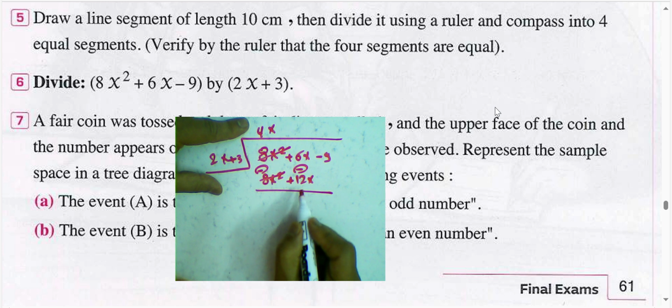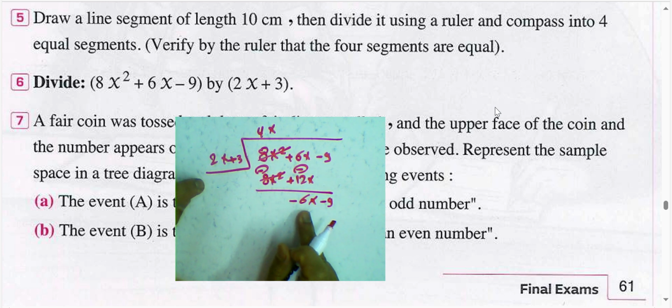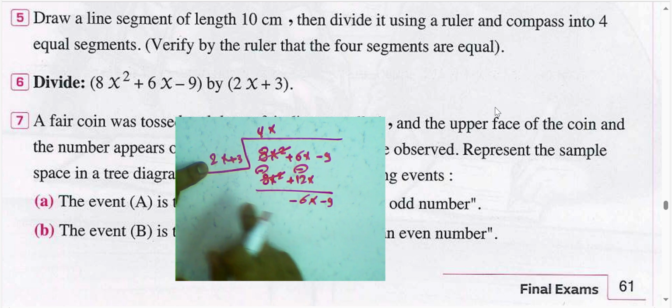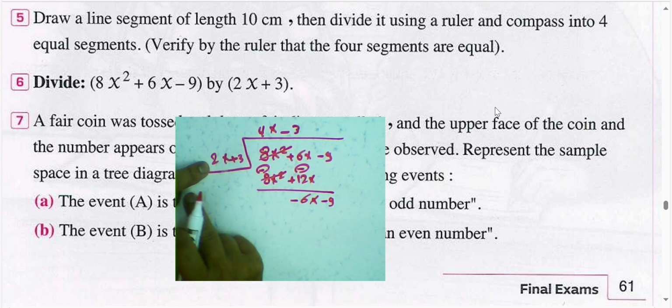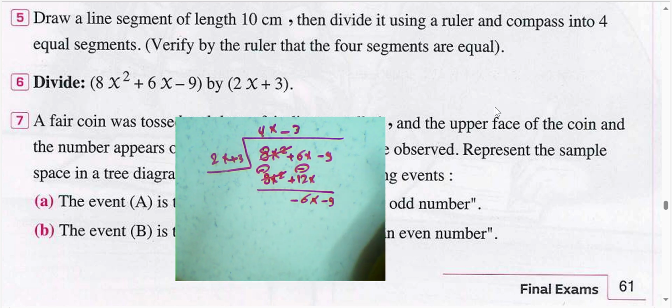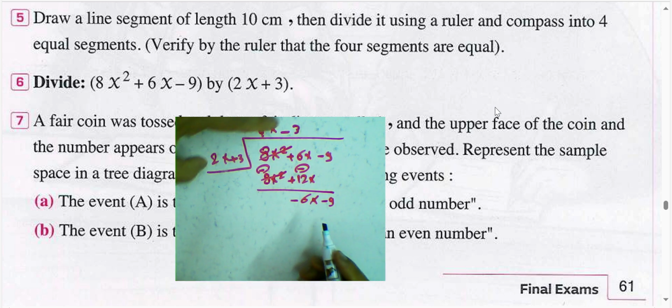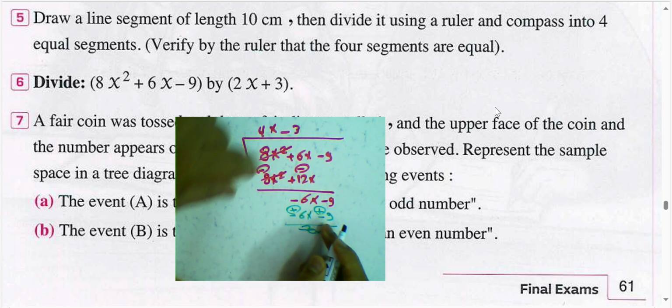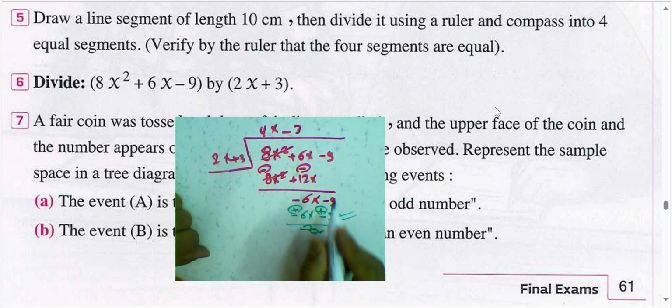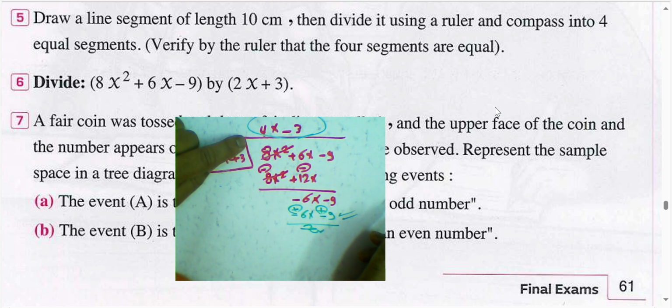6x minus 12x will be negative 6x, then bring down minus 9, and then negative 6x divided by 2x, negative divided by positive is negative, 6 divided by 2 equals 3, x divided by x is 1, and then multiply the quotient by the divisor. Negative 3 times 2x equals negative 6x, negative 3 times 3 will be negative 9, and then change the sign to find the difference between them, 0. Then the quotient will be 4x minus 3.